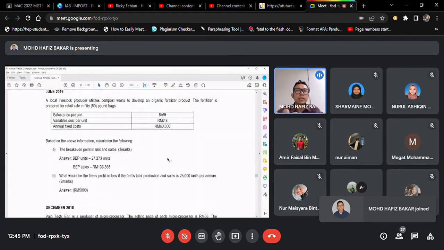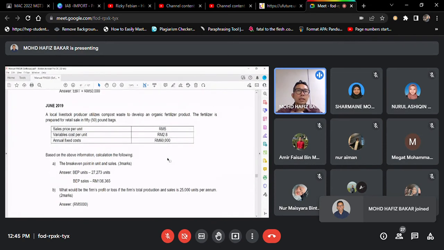June 2019. A local livestock producer utilizes compost waste to develop an organic fertilizer product. Okay, maksud dia jual apa? Dia jual produk baja, baja daripada hasil buangan tu lah. Livestock ni ternakan kan, contoh ayam ke, itik, lembu ke, kambing, dia jual baja lah.